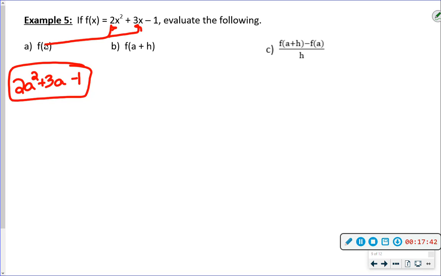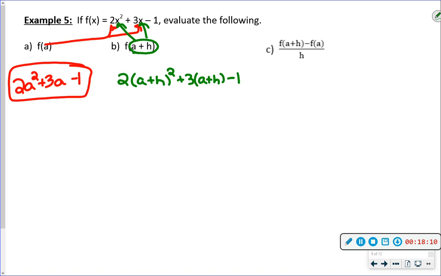I have to do f of a plus h. So you are replacing all the x's now with an a plus h. Okay. So I'm going to have 2 times (a plus h) squared. That's going to be fun. 3 times (a plus h). That's not so bad. Minus 1.